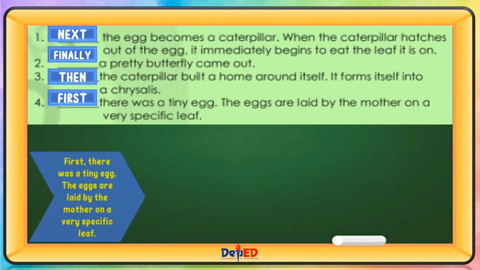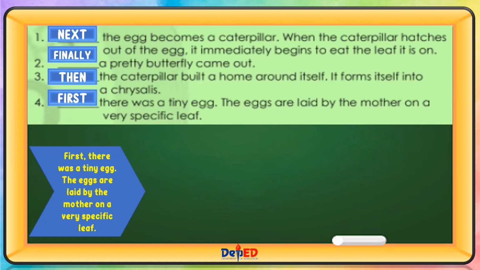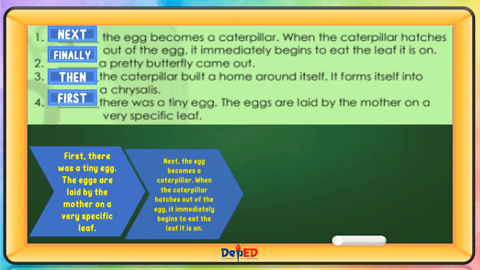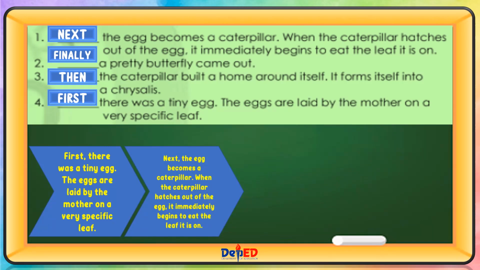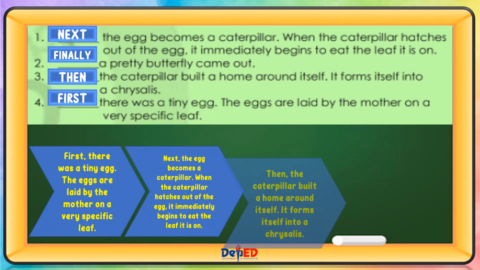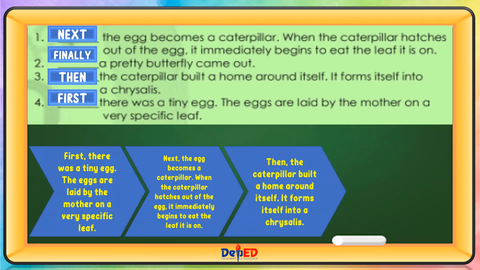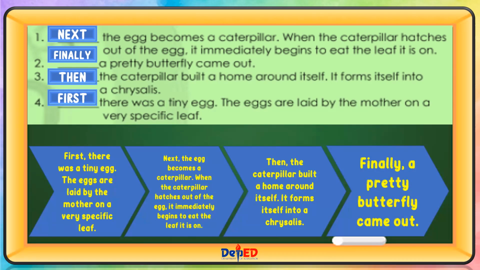First, there was a tiny egg. The eggs are laid by the mother on a very specific leaf. Next, the egg becomes a caterpillar. When the caterpillar hatches out of the egg, it immediately begins to eat the leaf it is on. Then, the caterpillar builds a home around itself. It forms itself into a chrysalis. Finally, a pretty butterfly came out.